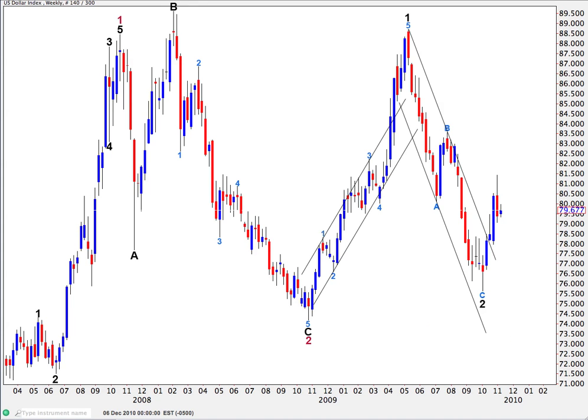This is my main wave count. It expects the dollar is within a 1, 2, 3rd wave at primary degree to the upside. Within primary 3, we've had 1, 2, and we're in the start of intermediate wave 3.